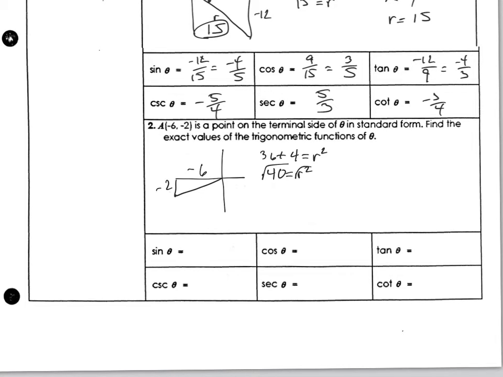Now 40 is not a perfect square. It is 4 times 10. So it looks like it's 2 radical 10. And it is always positive on your hypotenuse, no matter where it lands. For the sine, we have negative 2, because that's your Y, over the hypotenuse. These reduce, but then we have a radical in the bottom, so we have to rationalize. So we get negative radical 10 over 10.